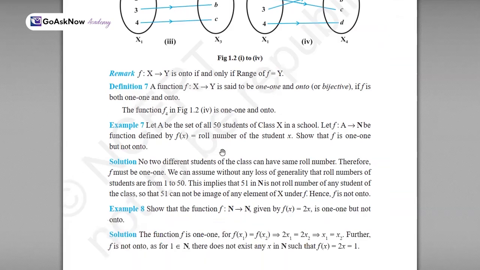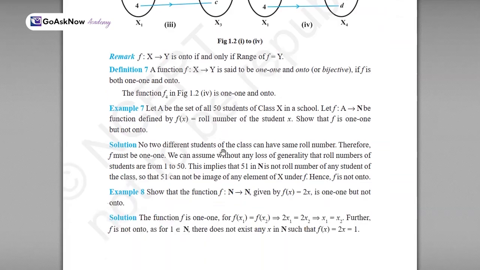So example 7 is given to you. Let A be the set of all 50 students of class 10th in a school. Let f be a function from A to N, defined by f(x) equals the roll number of the student x. Show that f is one-one but not onto. Yes, so we have to show that the function is one-one but not onto.